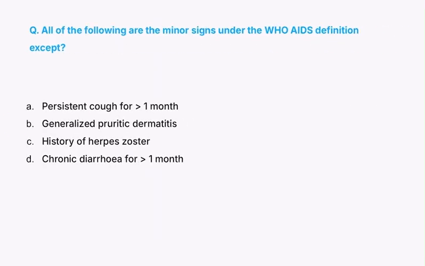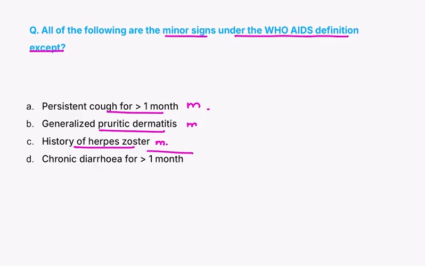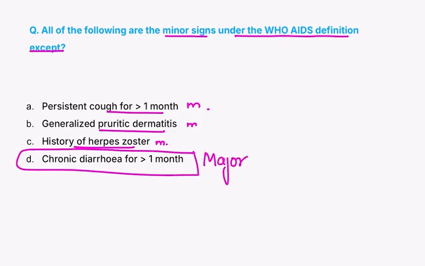A quick question says, which of the following are minor signs under WHO AIDS definition, except, see, cough more than 1 month, this is definitely a minor sign. Herpes zoster is a minor sign. Some kind of dermatitis, pruritus, generalized, yes, minor sign. But chronic diarrhea for more than 1 month, remember I told you, if there is fever for more than 1 month, with diarrhea for more than 1 month, and that diarrhea has resulted in more than 10% significant body weight loss, that is going to be a major criterion. So the answer over here is settled.